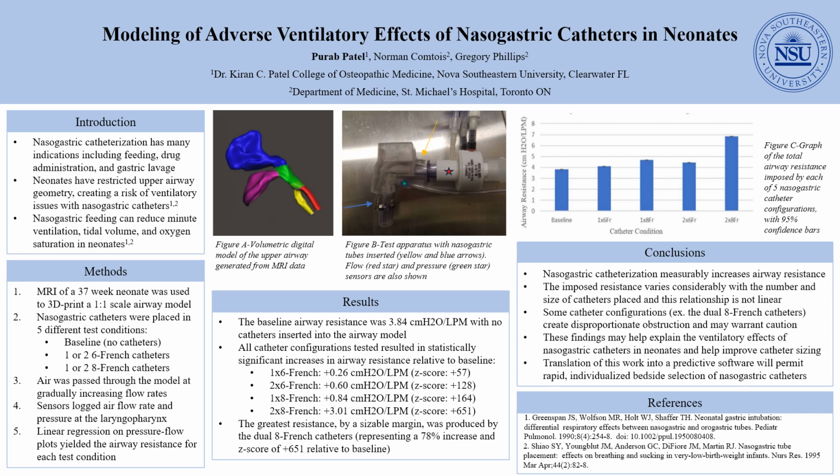These findings have several implications. Firstly, they provide some guidance on better sizing and selection of nasogastric catheters, for example, avoidance of more obstructive catheter choices such as the dual 8 French catheters. The findings also may help explain some of the ventilatory findings that have been reported in the literature with nasogastric catheterization. In the future, translation of this work into a predictive software model rather than a bench-based model can allow for rapid and individualized bedside selection of nasogastric catheters in order to maximize patient safety by minimizing airway obstruction.